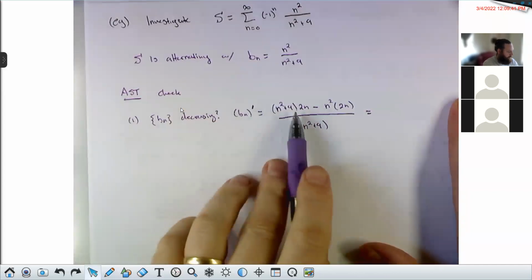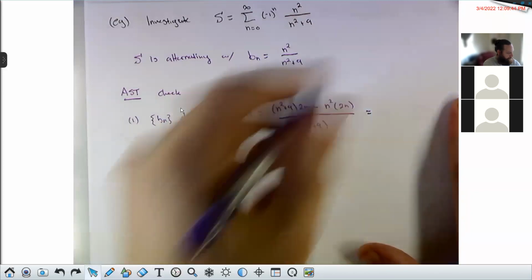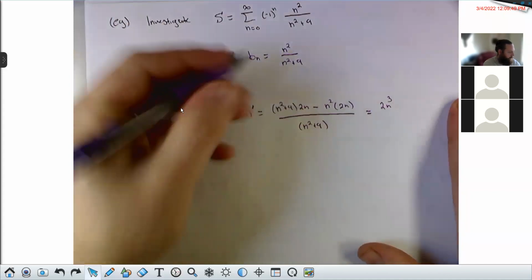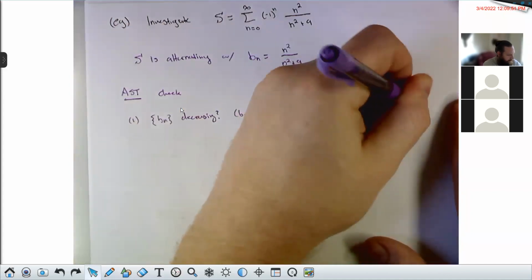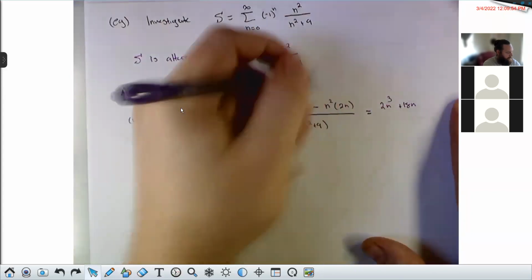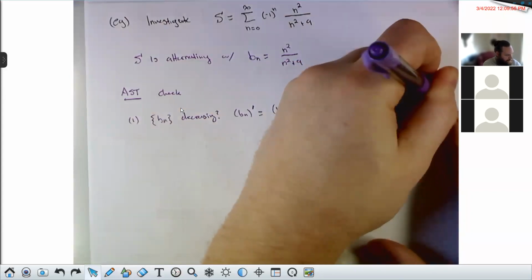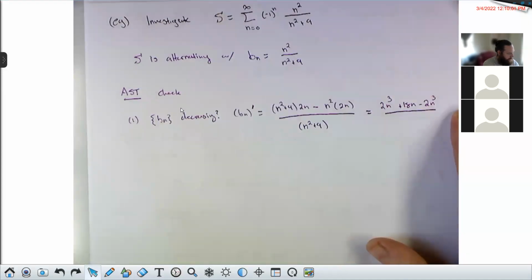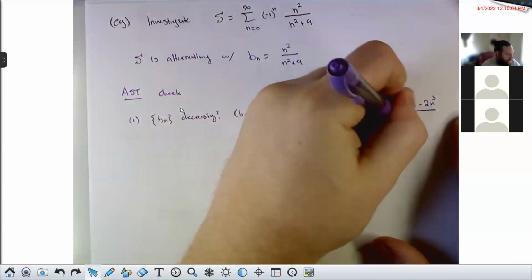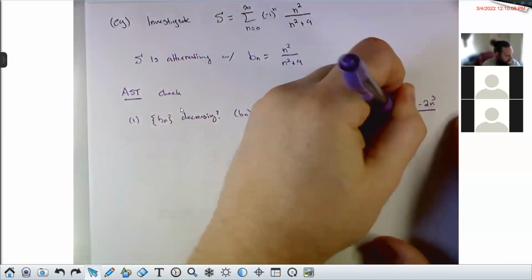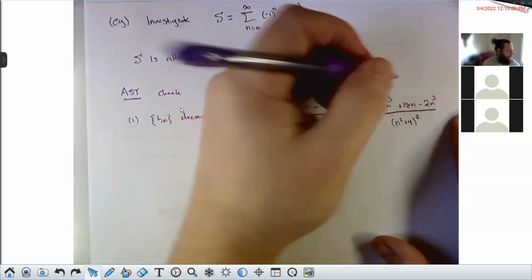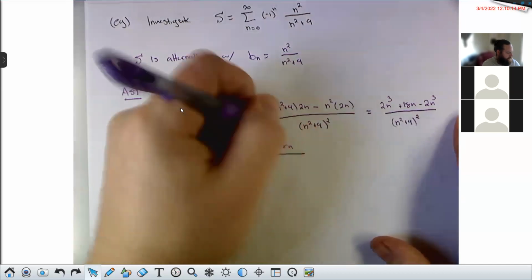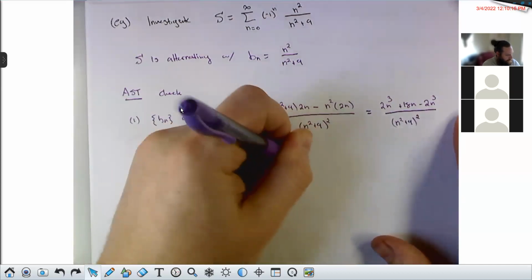I've got 2n times n squared. That's 2n cubed. Plus 9 times 2n is 18n. Minus 2n times n squared is minus 2n cubed. All divided by, oh, sorry, this should be squared down here: n squared plus 9, all squared. The 2n cubes eat each other up, and you get 18n over n squared plus 9, all squared.